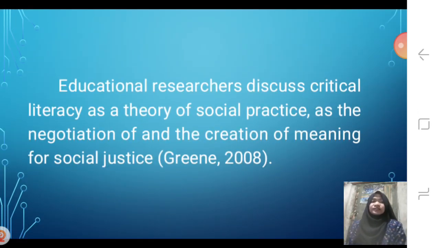So the next one is, educational researchers discuss critical literacy as a theory of social practice, as the negotiations and the creation of meaning of social justice. So here naman, according to educational researchers daw, critical literacy is a social practice. So critical literacy daw is a social practice, or ito yung everyday practice ng mga tao. And also, it says that everyone deserves equal treatment. So, this is according to the educational researchers, as a creation of meaning of social justice. So, para daw magkaroon ng pantay-pantay na pag-treatment sa mga tao.